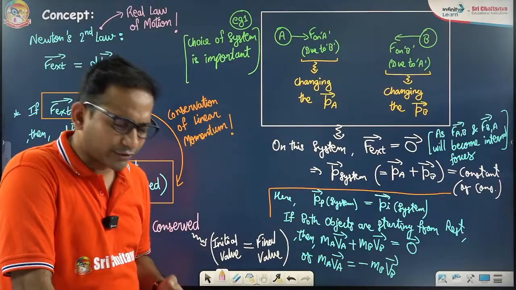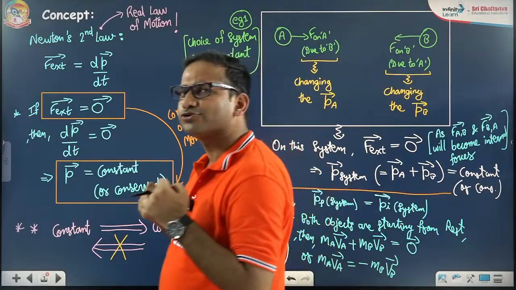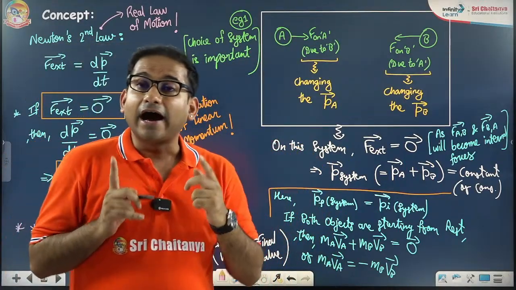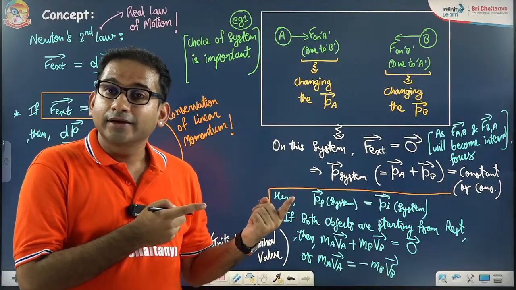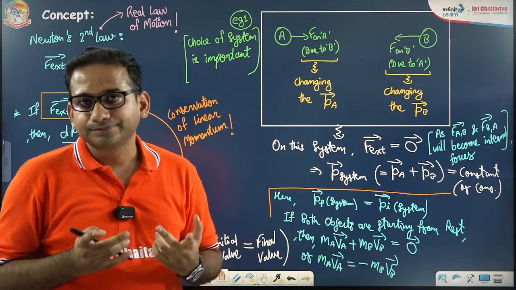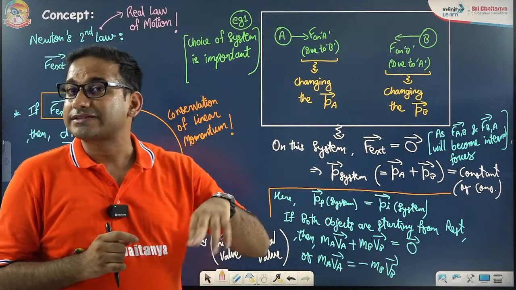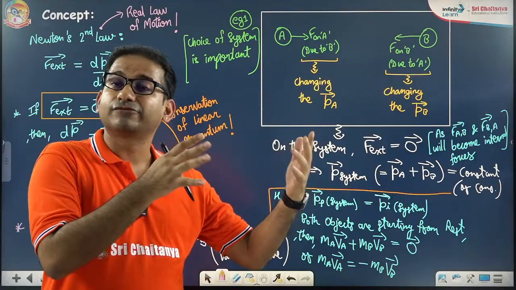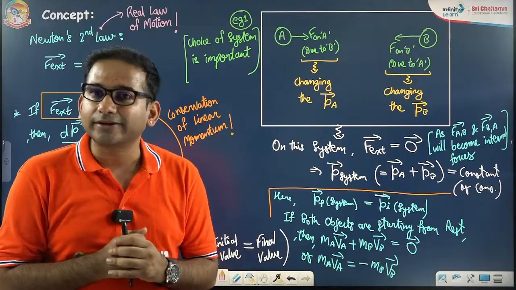So what is the criterion, what should you have in your mind so that you will choose the system? I will always choose a system in such a way that the maximum available forces will become internal. The advantage of choosing the system in such a way that the maximum available forces become internal forces is that then we can conserve the momentum.